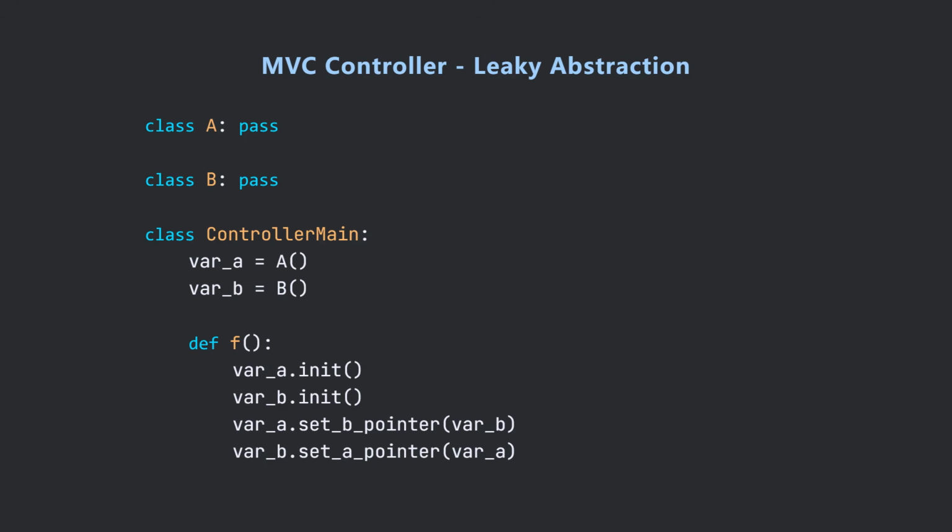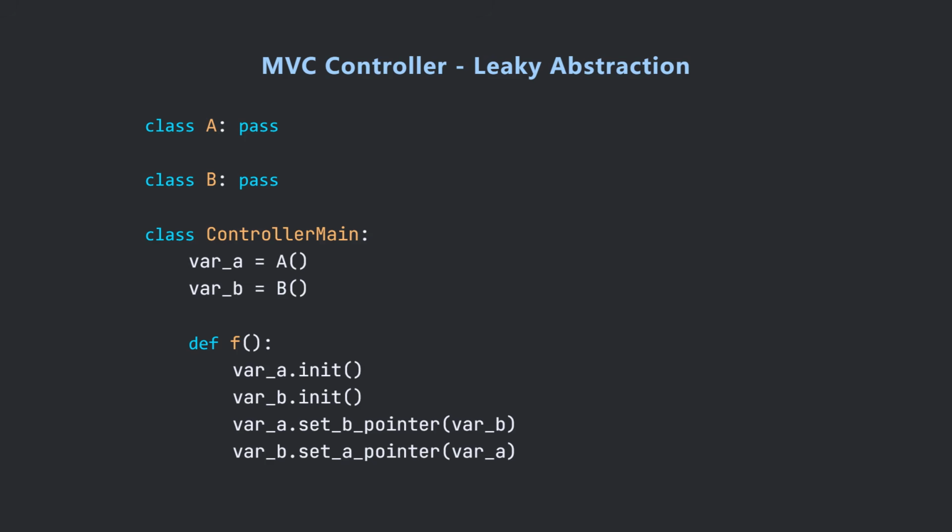Let's look at a controller example. The main module has 2 submodules, A and B. When modules A and B have interaction logic, there are generally a few ways to write it. In the main module, A and B are initialized, and their pointers are swapped. Here's a problem. The initialization logic of A and B leaks into the main layer.